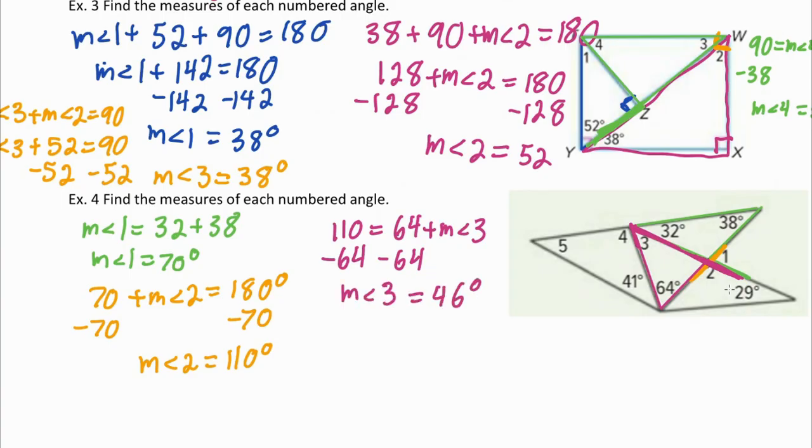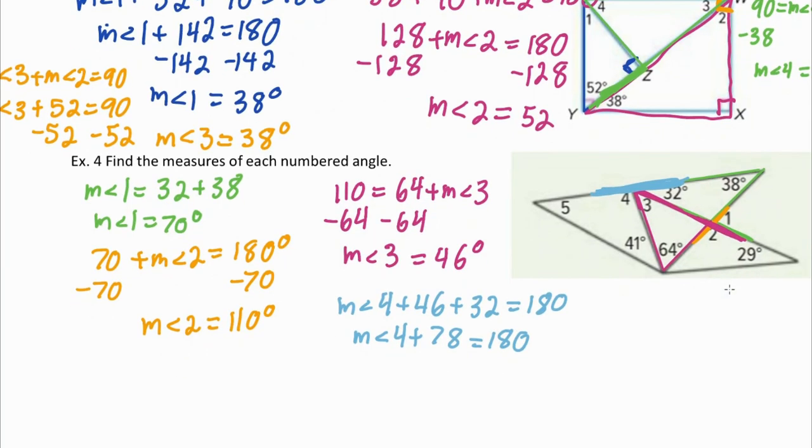Alrighty, we're getting there. So again, there's a couple of options for how you want to find angle 4. I think the easiest one is we have a line that's forming here. So we can say that the measure of angle 4 plus the measure of angle 3 that we just found, which is 46, plus 32 is going to equal 180 because a line is 180 degrees. So we'd get that the measure of angle 4 plus 78 equals 180. We'd then subtract 78 from both sides and get that the measure of angle 4 is equal to 102 degrees.